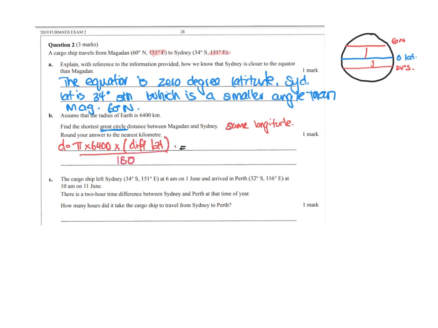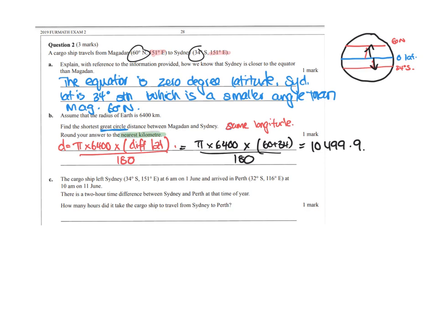So if we pop all that data in, now their difference in latitudes, because one went south and one went north, you've got to add them together. So the difference is actually the 60 plus 34 over 180. So it's actually a difference of 94. Now if you do this on the calculator, you end up with 10499.9.